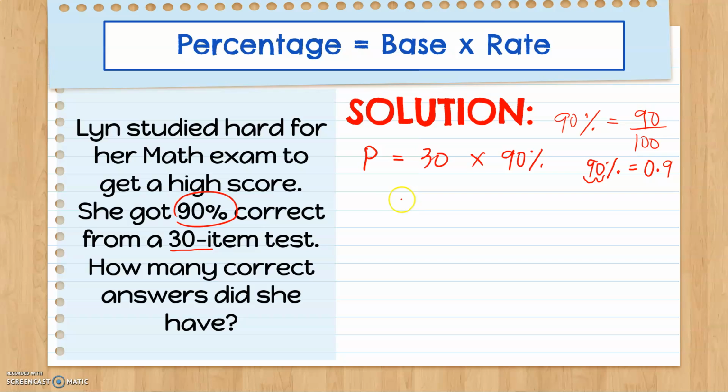So now we can multiply 30 and 0.9. Let's solve. We have 9 times 3 is 27. We have 1 decimal place, so our answer should also have 1 decimal place. Therefore, our percentage is 27. That means Lynn got 27 correct items in her 30-item test.